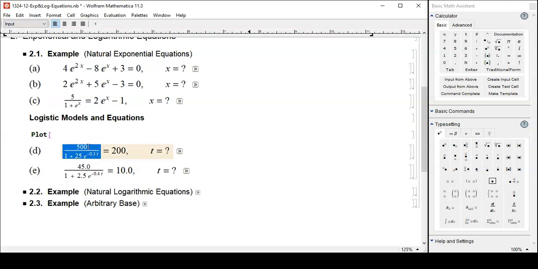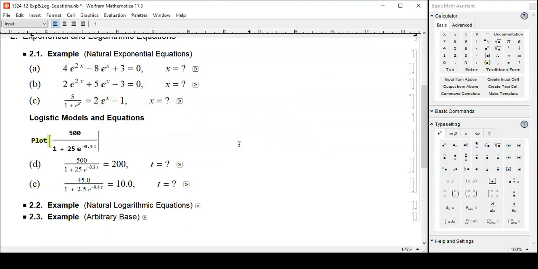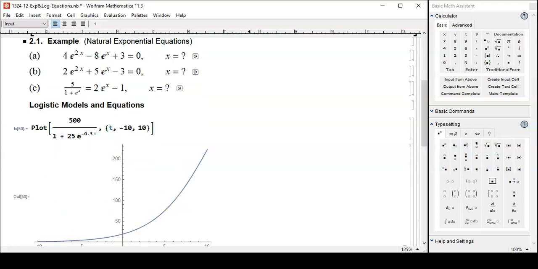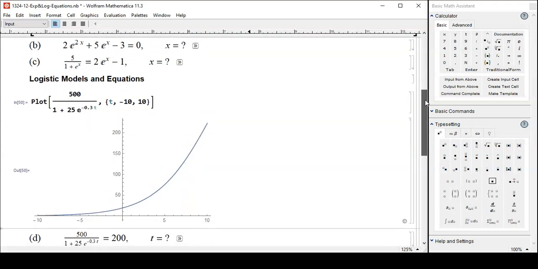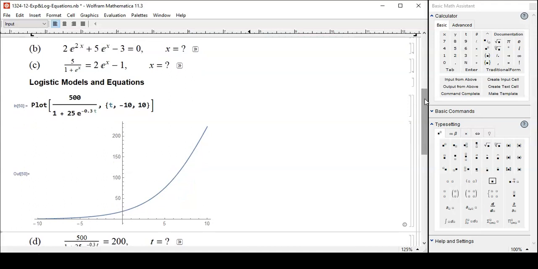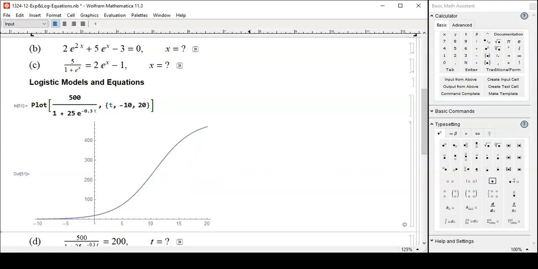Let's copy and paste this function here in the left-hand side from the first equation, and let's plot it from negative 10 to 10. Okay, that's the graph. What do you see? An exponential growth? Yeah, it looks like it. What if I go a little bit further to 20? Looks like the growth is slowing down.